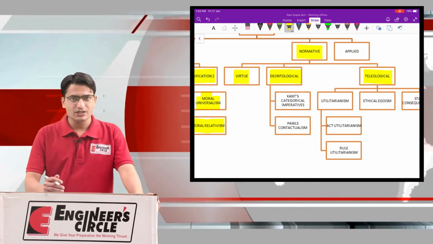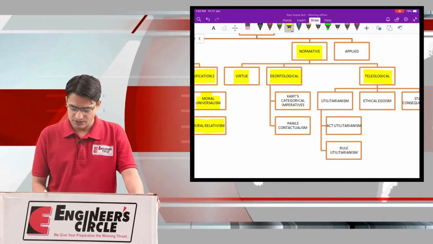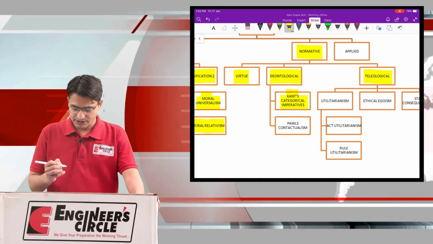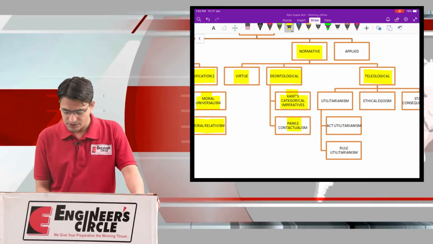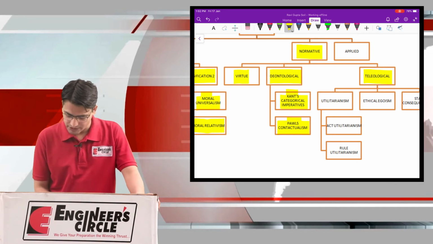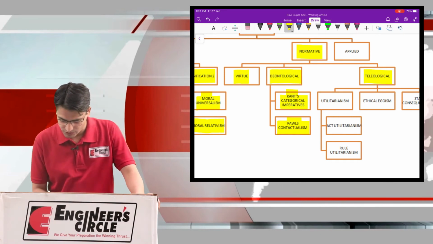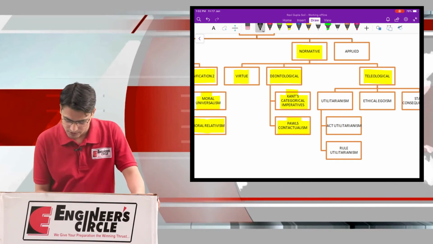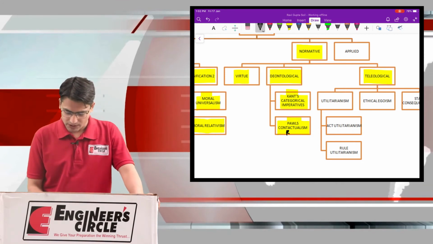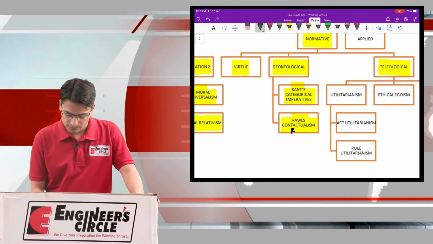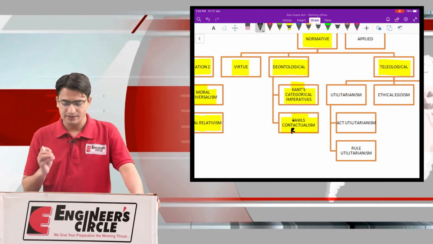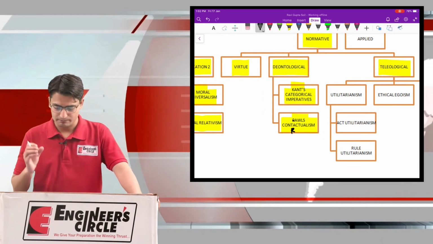Okay. Now, deontological ethics is further classified into two categories: Kant's categorical imperatives, and the second one Rawls' contractualism. Okay, it should be contractualism, not contextualism. There must be an R here. Contractualism. So Kant's categorical imperatives and Rawls' contractualism.